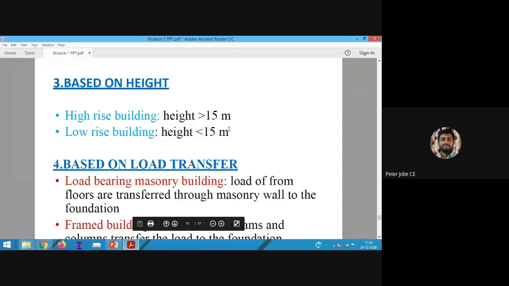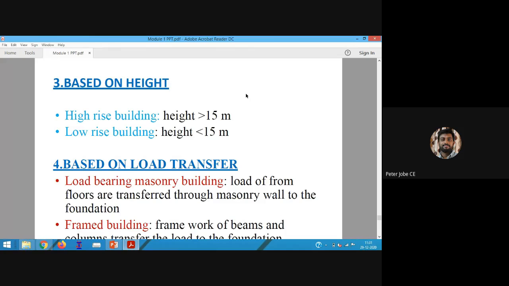And the third classification is based on height. The first classification was based on the occupancy. The second classification was based on the fire resistance capacity. And the third classification is based on height. So based on height, we will divide a building into 2: a high-rise building and a low-rise building.